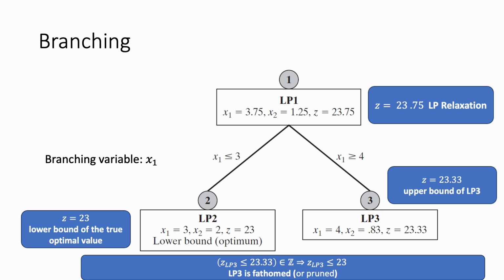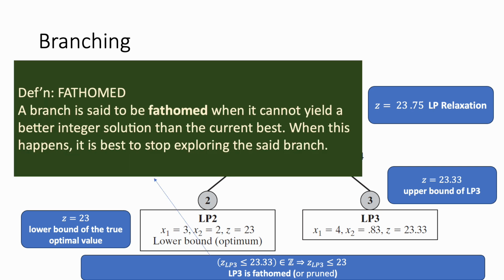So what's the problem with this? This would not be able to give us a better integer solution. So this means that we can disregard LP3 and focus on LP2. Okay, so in this case, we say that LP3 is fathomed or pruned. Okay, so what does fathom mean? A branch is said to be fathomed when it cannot yield a better integer solution than the current best, meaning wala nang improvement. So when this happens, it is best to stop exploring that said branch.